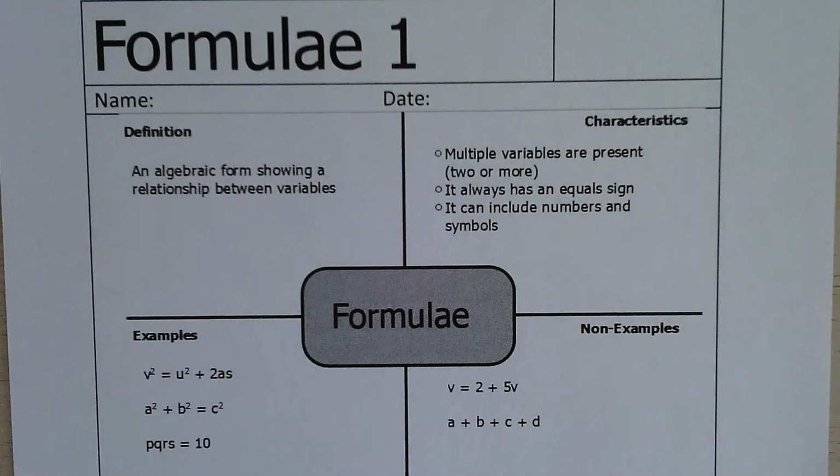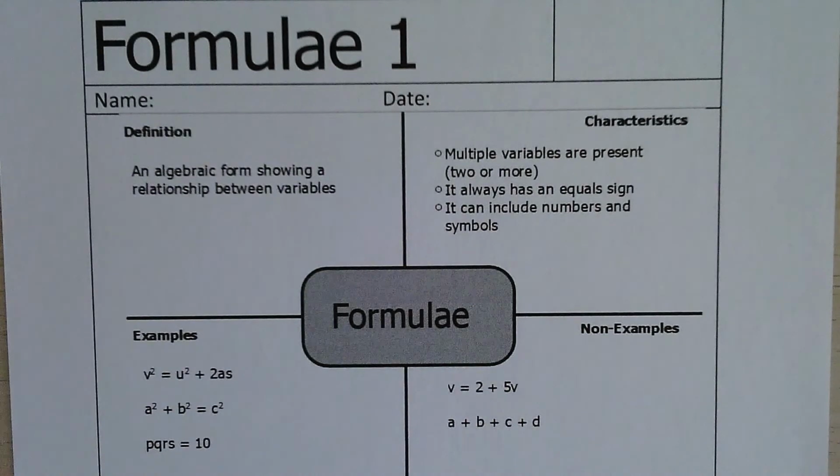A formula is an algebraic form showing a relationship between variables. A reminder that variables are essentially letters. Characteristics of a formula is that there must be multiple variables present. That means we must have two or more variables. If there is only one variable, this means we only have an equation. A formula must have an equal sign and it can include numbers and symbols.